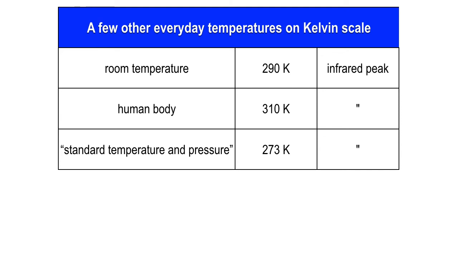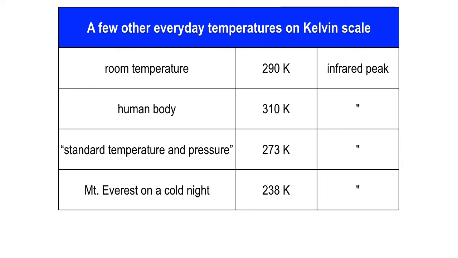Standard temperature and pressure. So this is like the chemistry class, chemistry lab, 273 Kelvin. That's the freezing point of water. The reason they use that is because it's easy to replicate that temperature with ice water, a water bath. Mount Everest, a little bit colder, 238 Kelvin. Peak temperature, ditto, infrared. Even up there on Mount Everest.